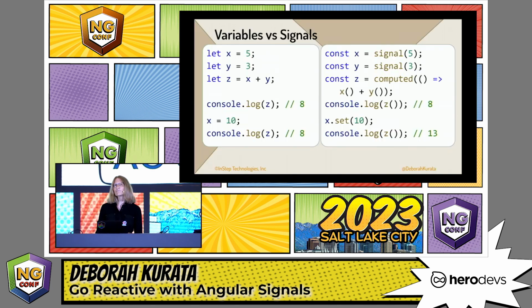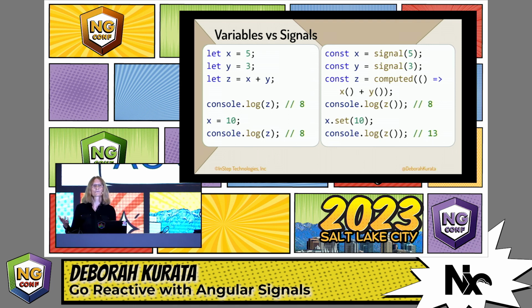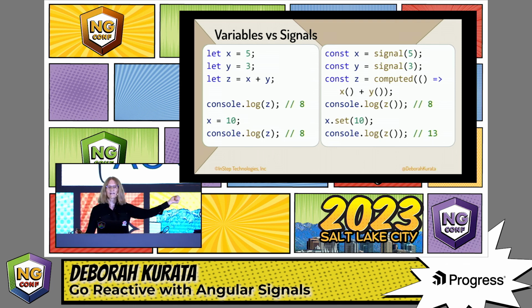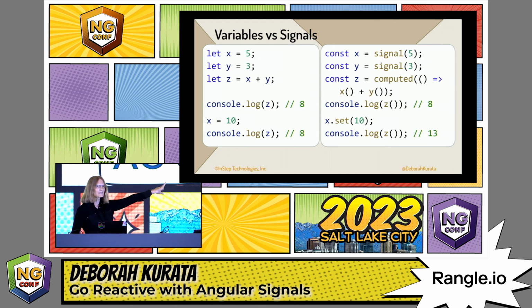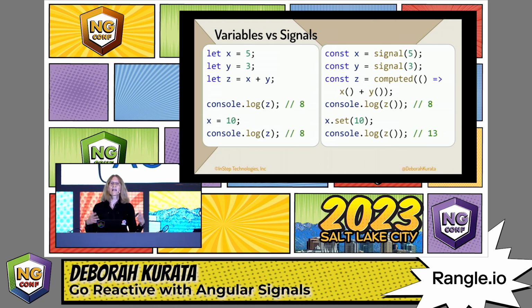So what if we did that instead? Instead of x is equal to 5, x equals signal of 5. Instead of y equals 3, y equals signal of 3. And then here we're going to have a computed, which is associated with the x and the y. It's going to have a dependency on them. Then if we originally log it, we get 8. If we set 10 into the signal, we then get our 13. We have then got reactive code. And we didn't need to use a subject and behavior subject in order to accomplish it.